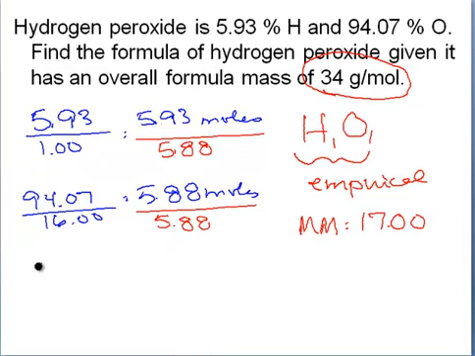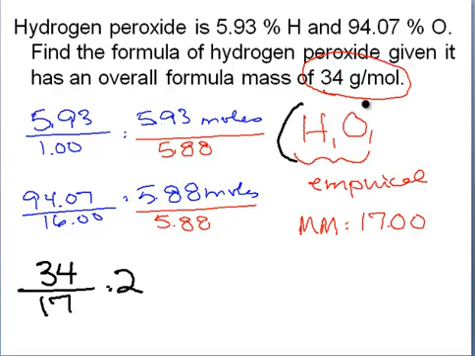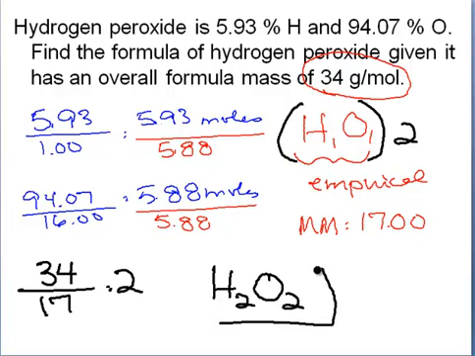So I take 34 and I divide it by 17. 34 divided by 17 gives me 2. It does. Gives me 2. So I multiply my empirical formula by 2 and I get H2O2. This is the molecular formula for hydrogen peroxide.